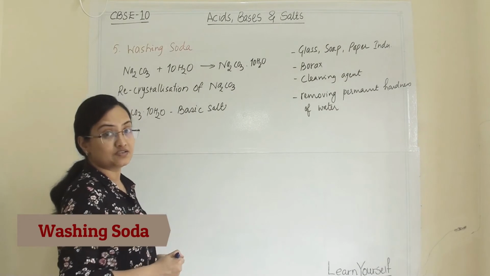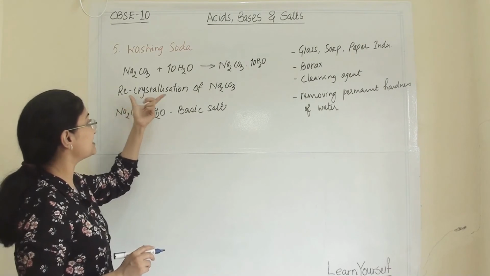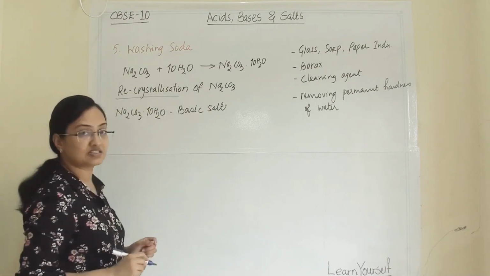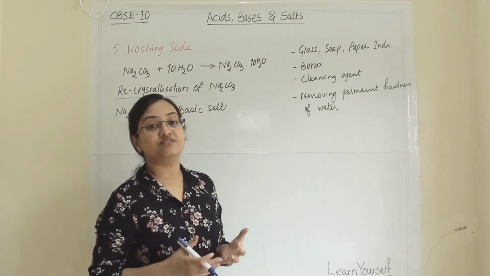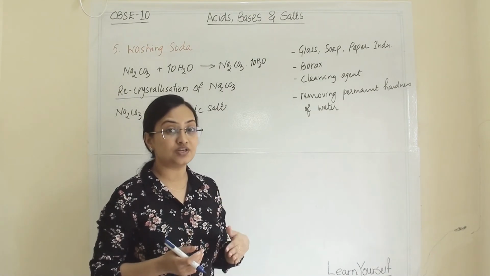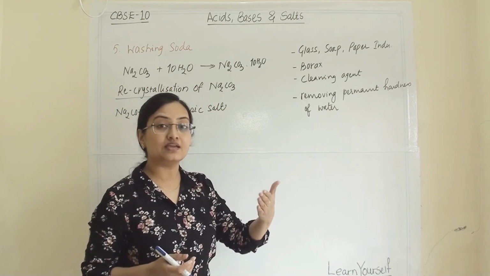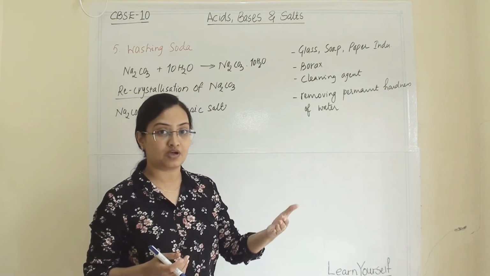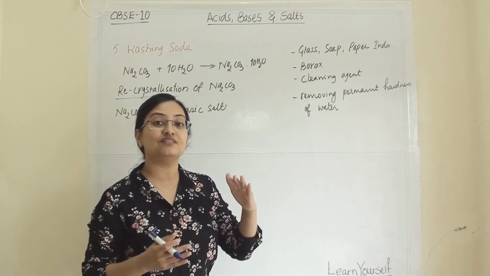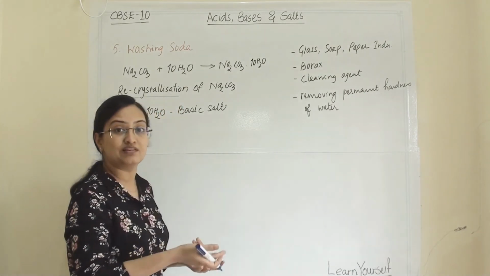Our fifth salt is washing soda. It is a well-known salt, and we get it from the recrystallization of sodium carbonate. Now what is the meaning of recrystallization of sodium carbonate? Earlier we studied what a saturated solution is. So we make a saturated solution of sodium carbonate, and after that we make a supersaturated solution of sodium carbonate by heating the saturated solution, and then we allow it to cool, and the crystals of sodium carbonate will regenerate.